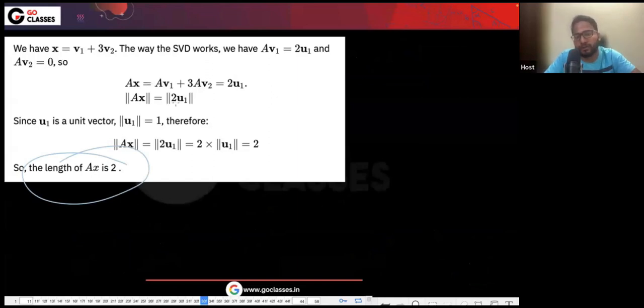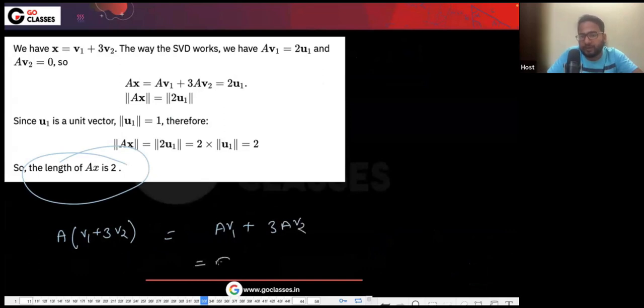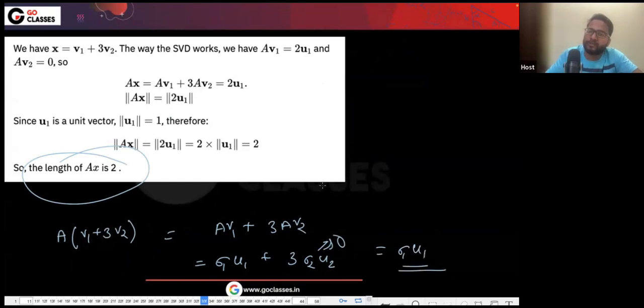You can also do it this way: x is V1 plus 3 V2, so Ax is nothing but AV1 plus 3 AV2. Then AV1 is sigma 1 U1, and 3 AV2 is 3 sigma 2 U2. Sigma 2 is 0, so that is why it is just sigma 1 U1. In this way also you can do it.